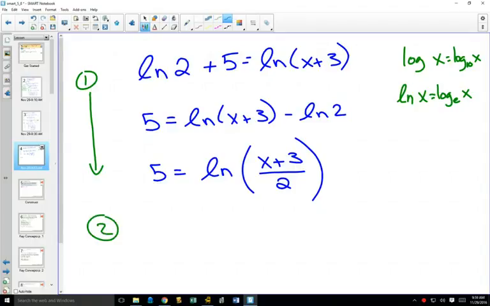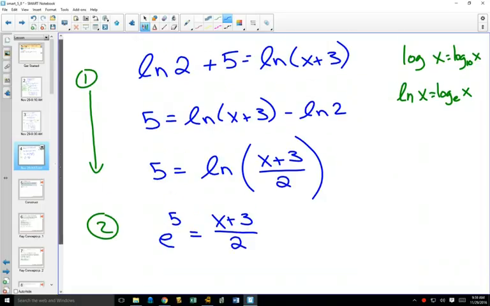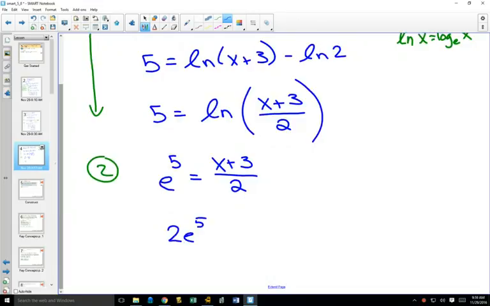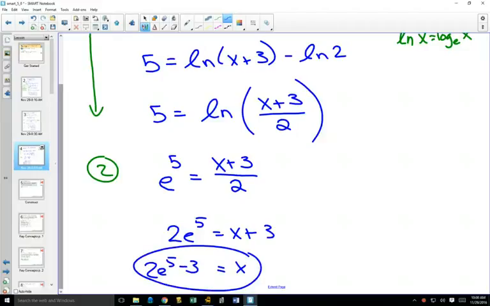Step 2 is changing to exponential form. With the natural log, you have to know that even though the base isn't written, the base is e. The exponent would be 5, and the answer is x plus 3 over 2. And that equation is easier to work with than the negative equation. Quickly finish it up here. Multiply both sides by 2. Subtract 3. And there's our final answer, which looks weird, but it is the right answer.